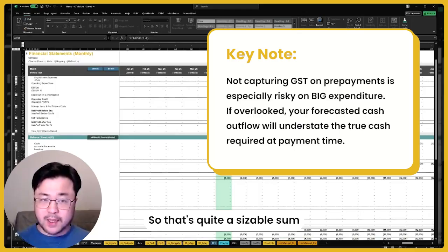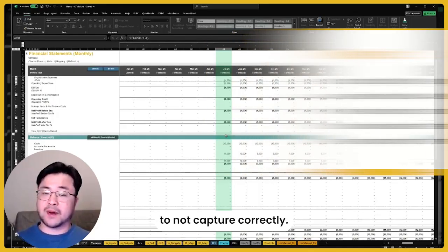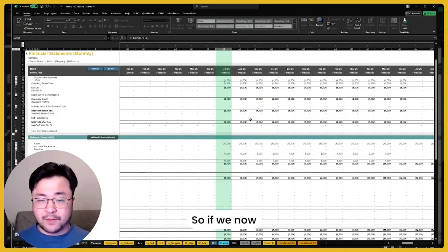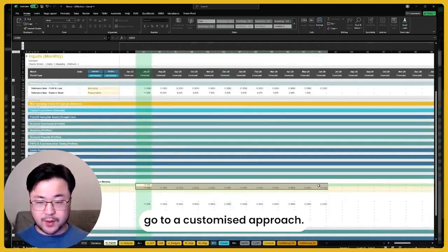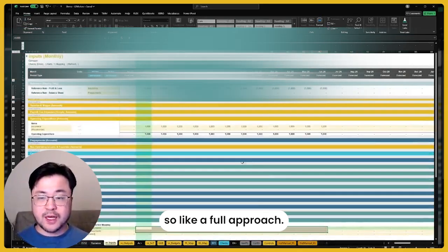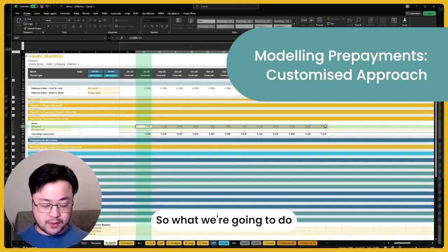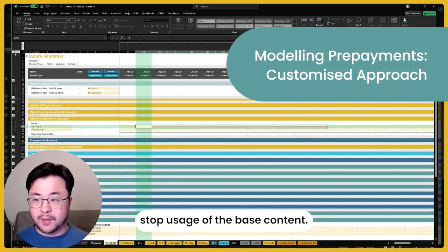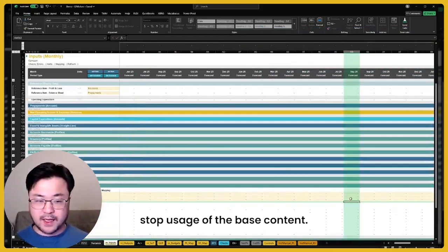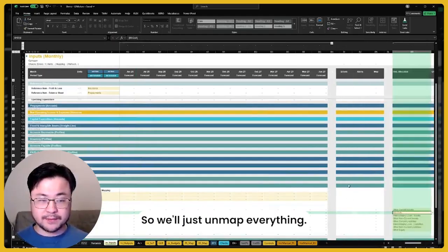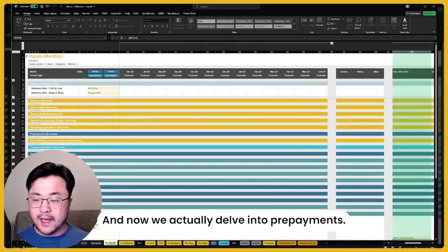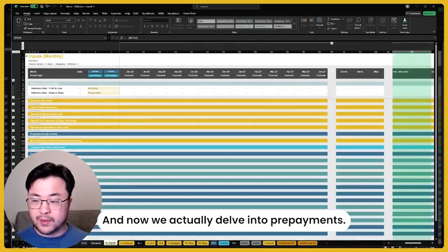So that's quite a sizable sum to not capture correctly. So if we now go to our customized approach, like a full approach, what we're going to do is we're going to stop our usage of the base content. So we'll just unmap everything. And now we actually delve into prepayments.